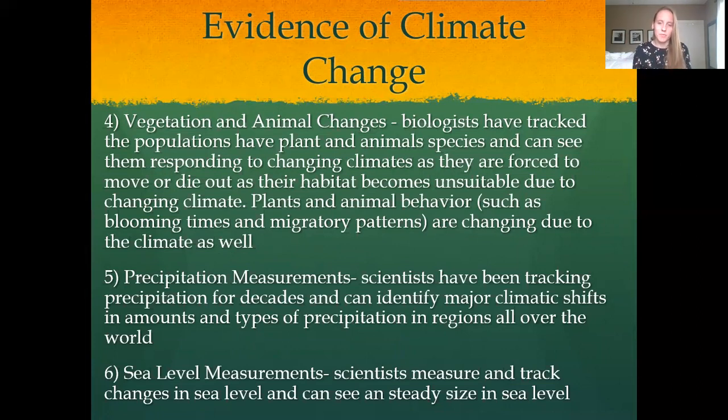Precipitation measurements have also been tracked by scientists for decades to identify major climatic shifts. And we have seen both dramatic increases and dramatic decreases in precipitation in different parts of the world. So you have some areas that used to experience a major flood like every 100 years. It was like this fairly rare thing. And now like every year or two, they're getting one of those 100-year floods. It's just becoming a part of that normal climate when it used to be a really rare phenomenon.